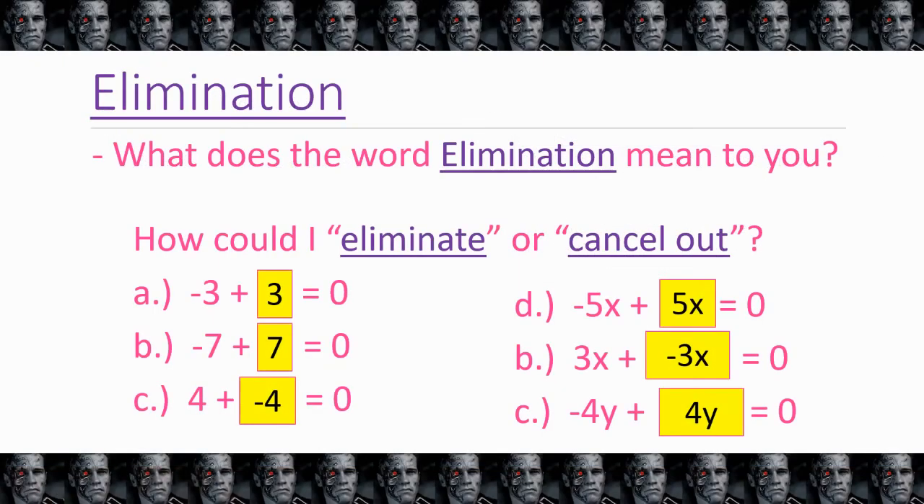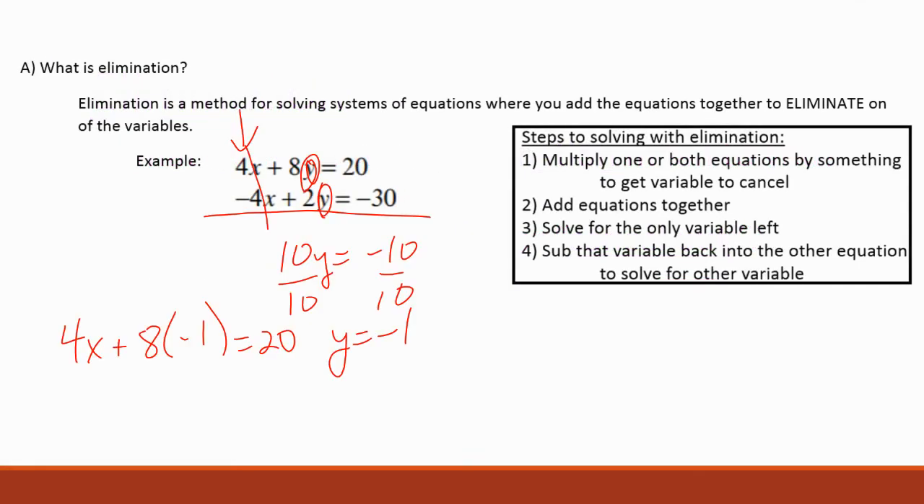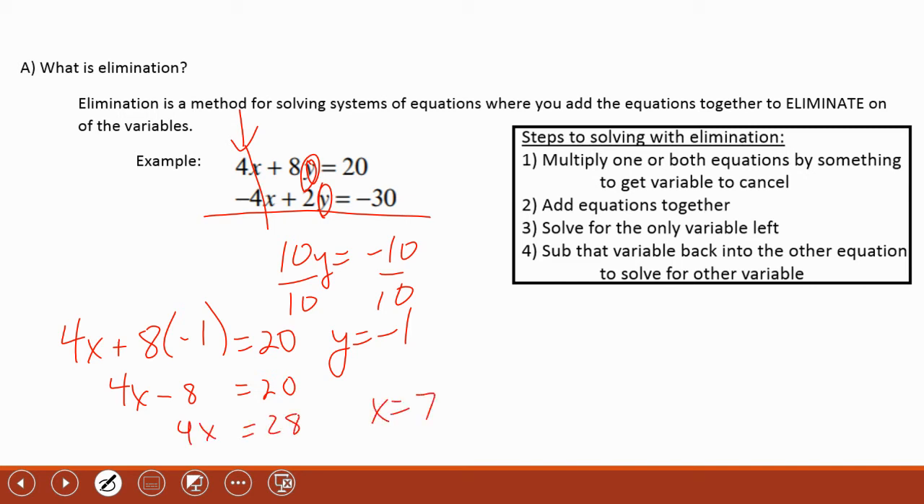So 4x minus 8 equals 20. So we add 8 to both sides. 4x equals 28. x equals 7. So my solution would be 7, -1. It's just another way to solve.